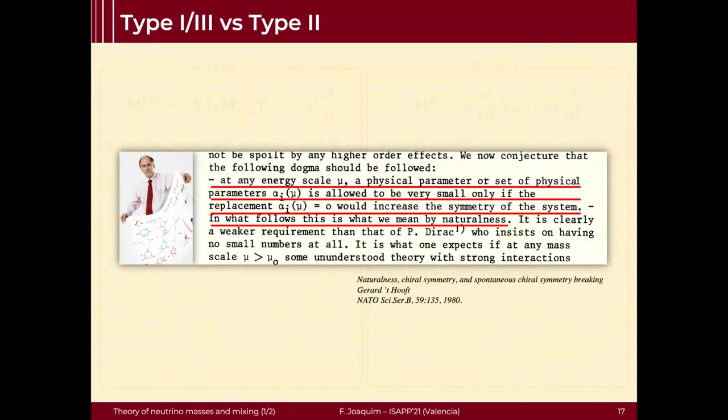So 't Hooft, some 40 years ago, made the following conjecture: at any energy scale mu, a physical parameter or set of physical parameters alpha mu is allowed to be very small only if the replacement of that parameter by 0 would increase the symmetry of the system. In what follows, this is what we mean by naturalness.